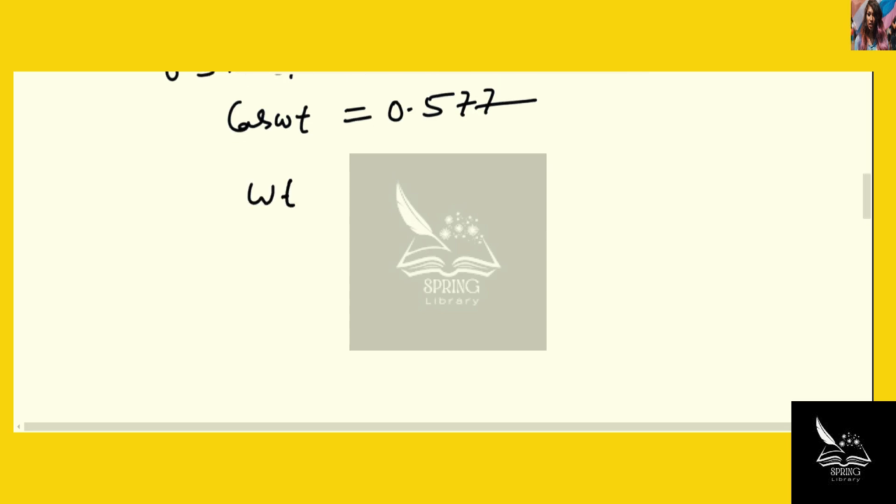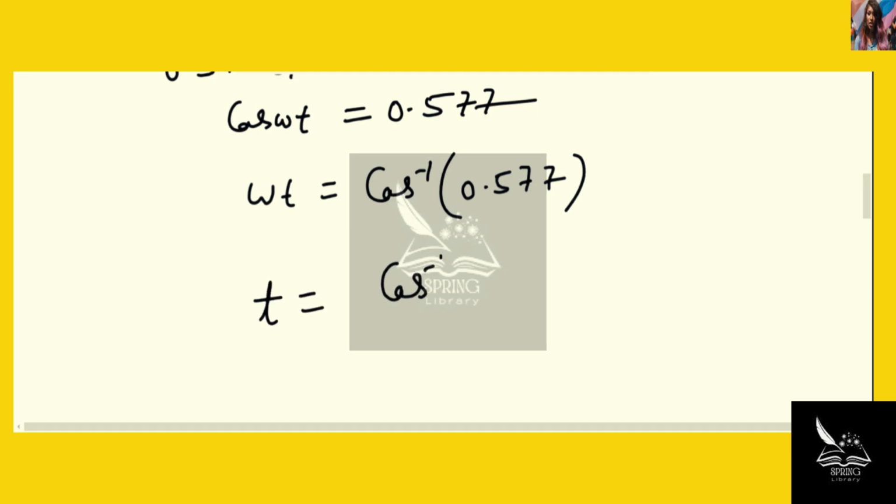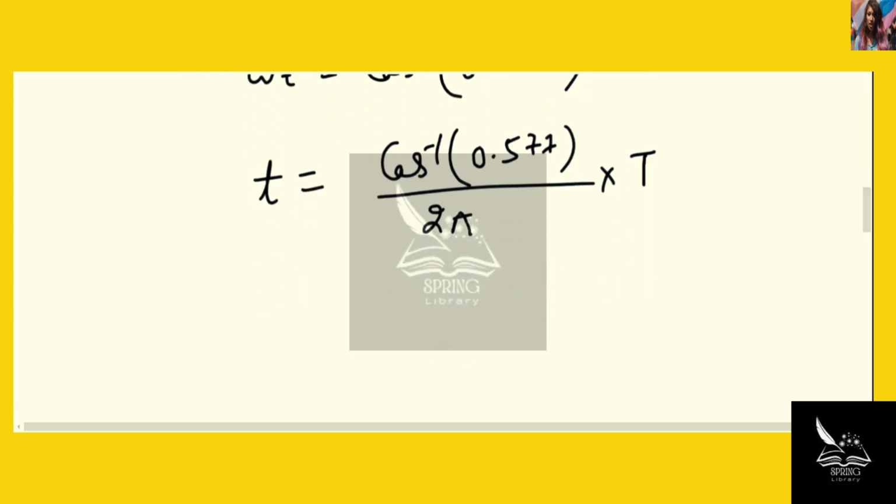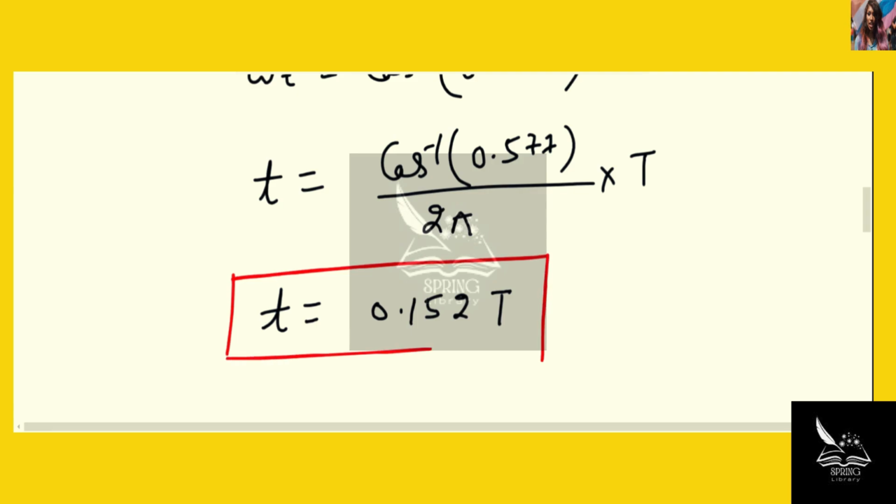That means omega t is equal to cos inverse of 0.577. We know that time is equal to cos inverse of 0.577 divided by omega, where omega is equal to 2 pi by T. So T will be here. If we solve this, we get the time which is equal to 0.152 multiplied by T. This is the time when it happened.